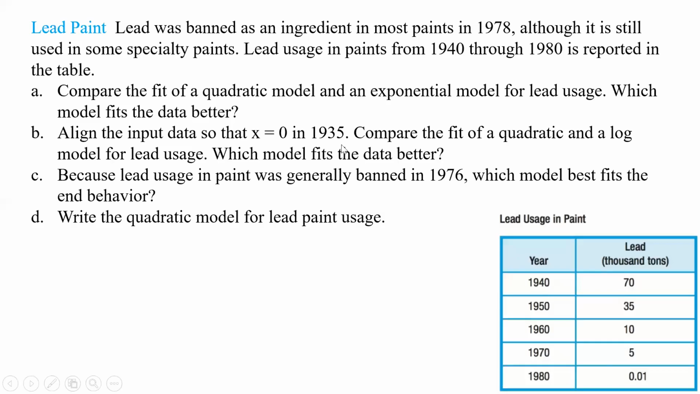All right, so let's look at this one. We have lead paint. Lead was banned as an ingredient in most paints in 1978, although it is still used in some specialty paints. Lead usage in paints from 1940 to 1980 is reported in the table here.